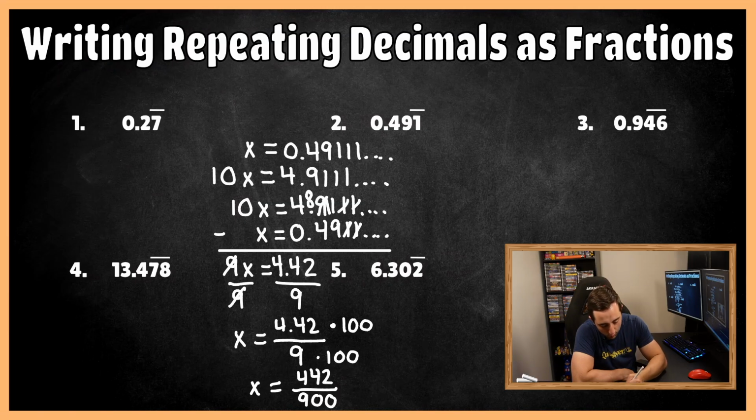The top and bottom are both divisible by 2. So 442 divided by 2 is going to give us 221 over 450 in our denominator. So that is the second one done. Again, let's go ahead and erase this and head to number 3.